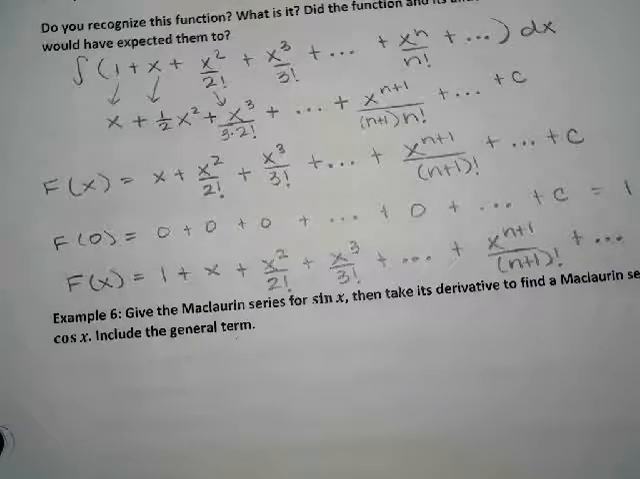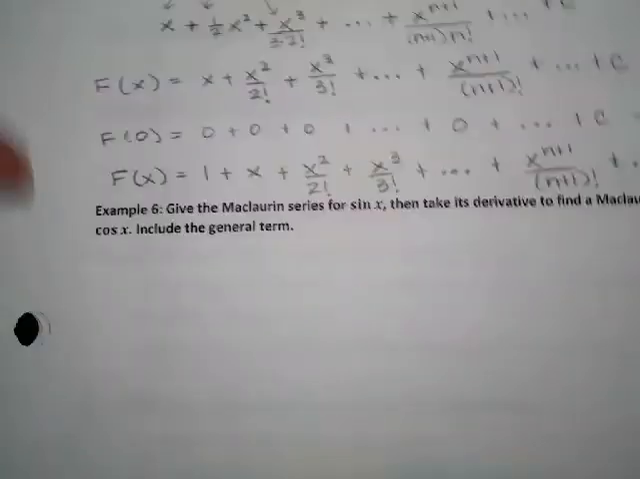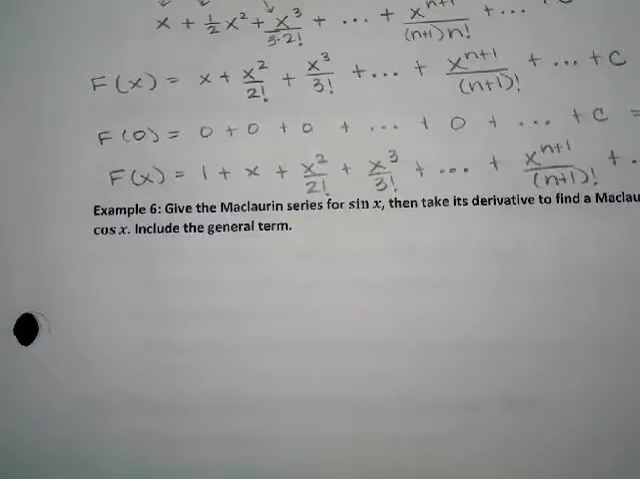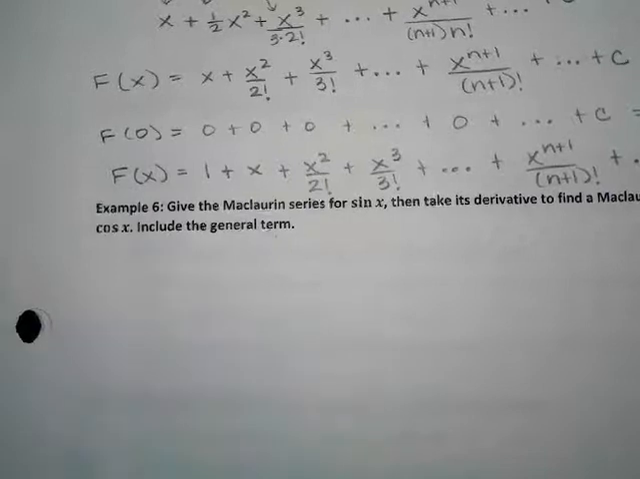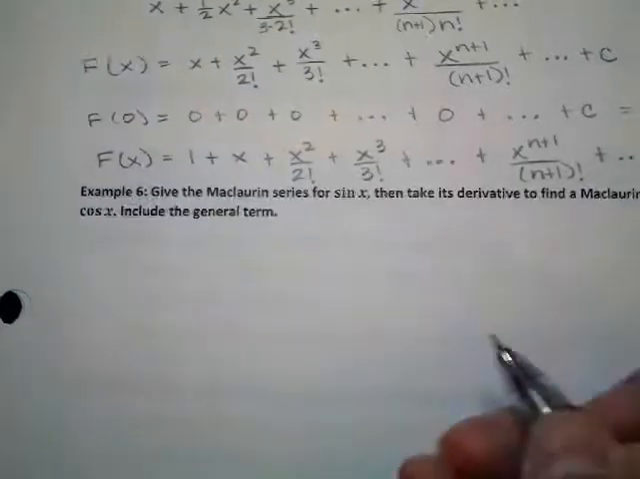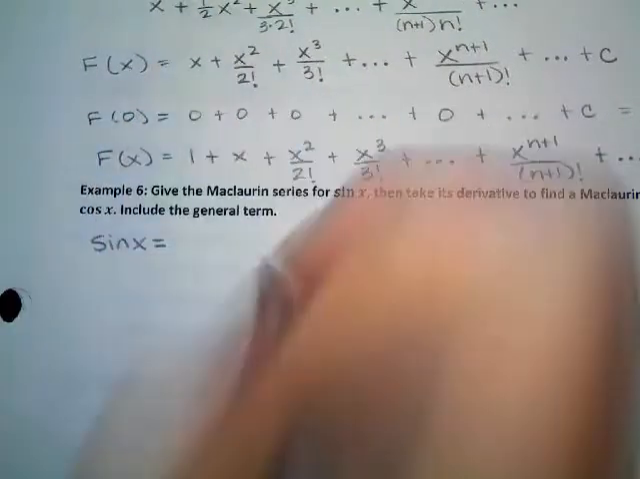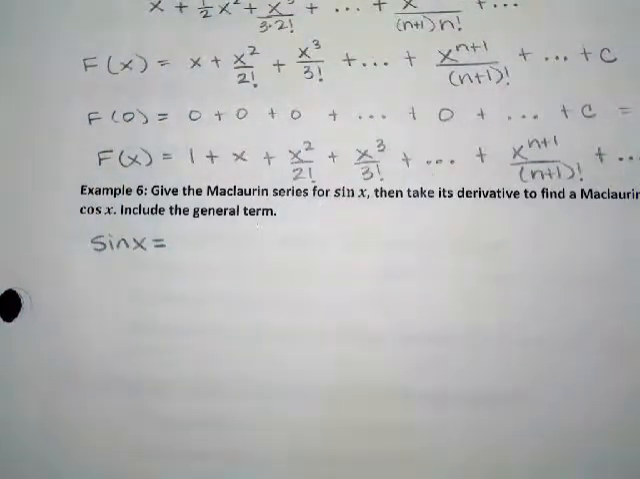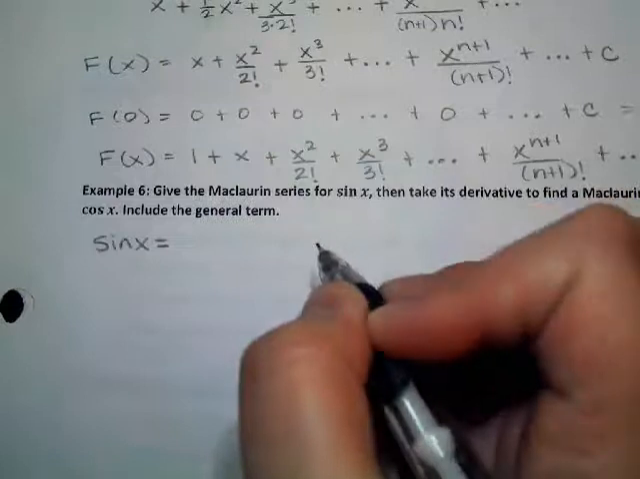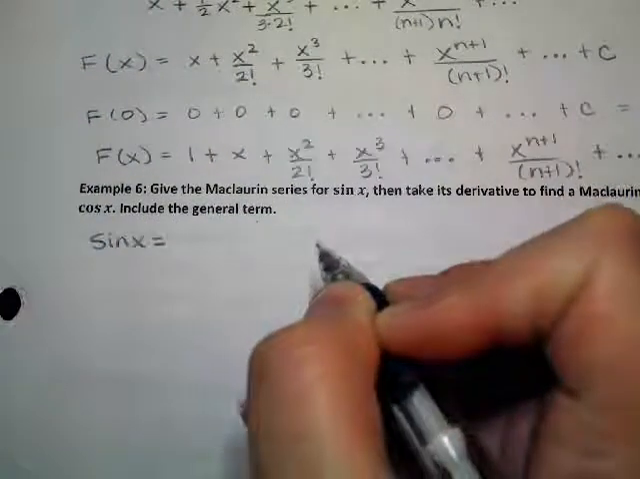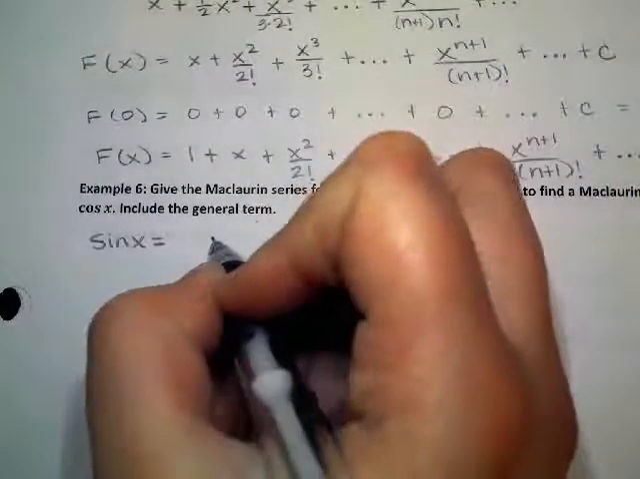All right, so next, example 6 says, give the Maclaurin series for sine x, then take its derivative to find a Maclaurin series for cosine. Include the general term. So let's go ahead and look at the Maclaurin series for sine. So what is sine? You can look at the whiteboard if you forgot. Anybody?